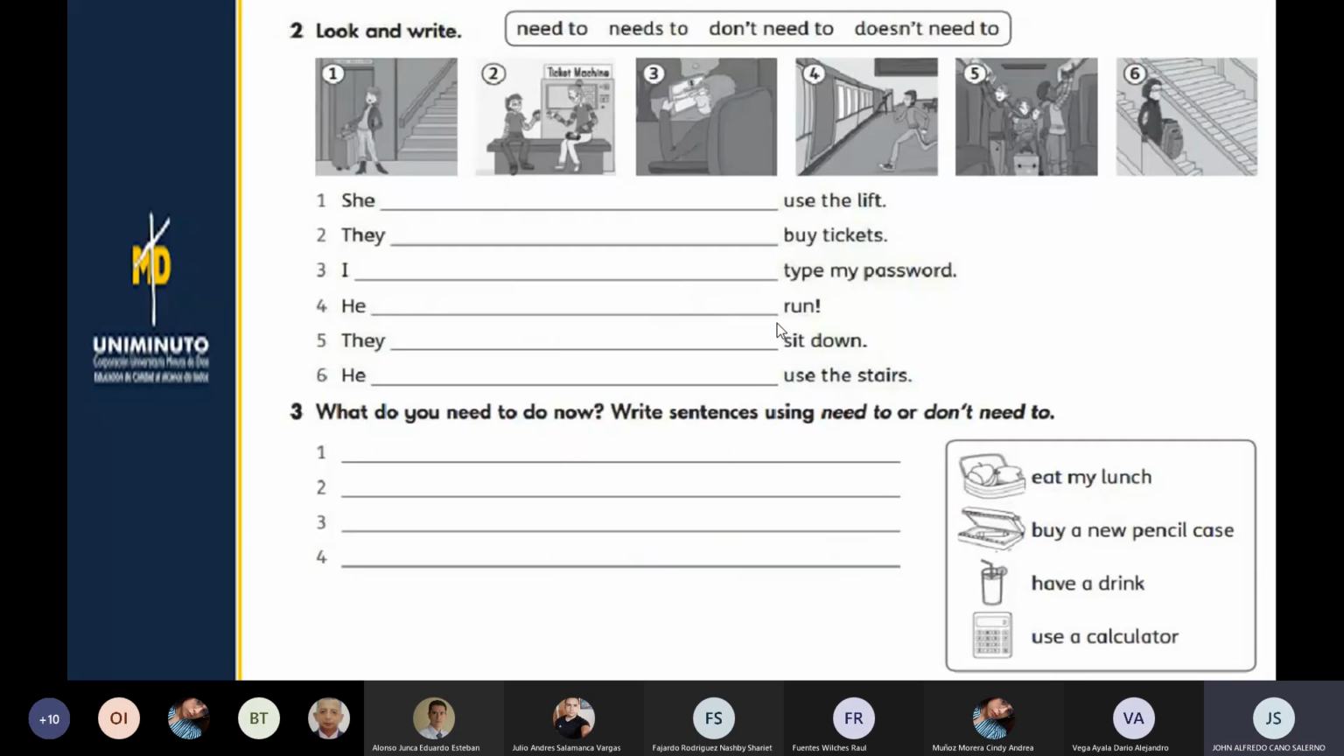I'm going to help you with number 1. Les voy a ayudar con el número 1. So, she uses the lift. Ella usa el ascensor. Pero entonces ella necesita usar el ascensor. ¿Cómo quedaría eso? En positivo. She needs. Yes, very good. She needs to. Ese to. Needs va con s porque es tercera persona. ¿Se acuerdan? Y si la quiero colocar en negativo, ella no necesita usar el ascensor.